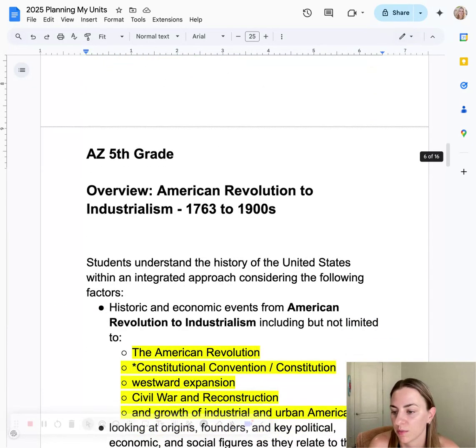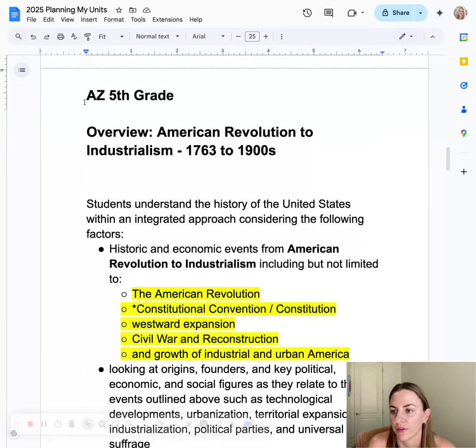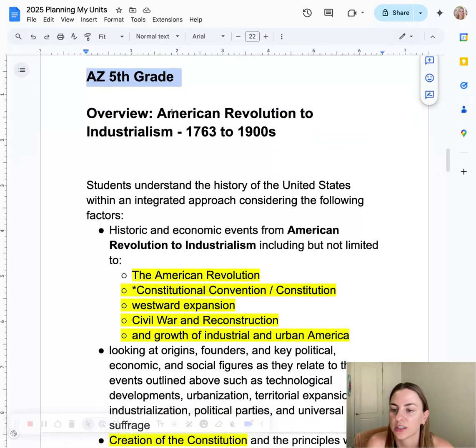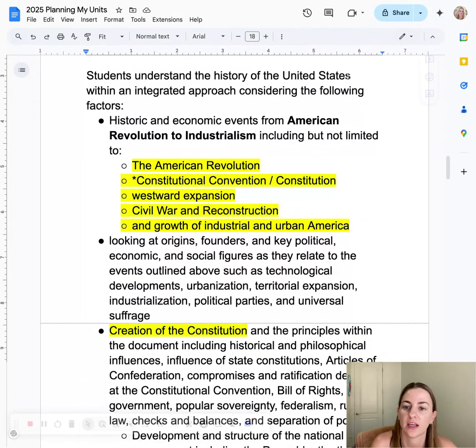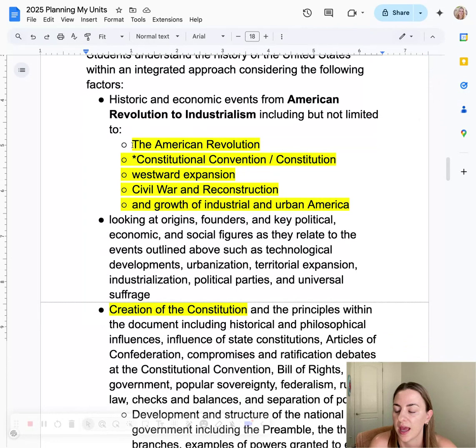Okay, I'll give you some examples. So this is Arizona 5th grade standards. It goes from American Revolution to the late 1900s. It starts here: students understand the history of the United States, and it lists these eras: American Revolution, Constitution, westward expansion, Civil War, Reconstruction, and then industrialization. I highlighted all of these in yellow because these are the content, what I'm teaching.